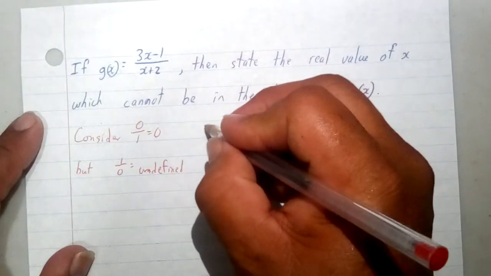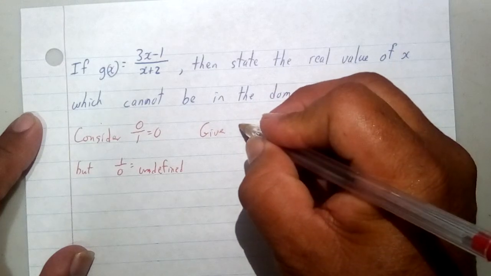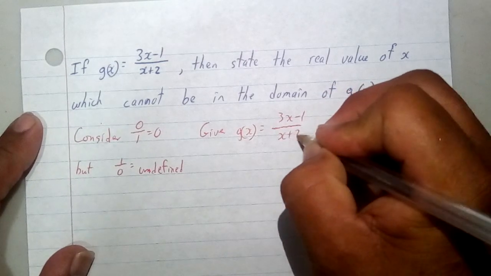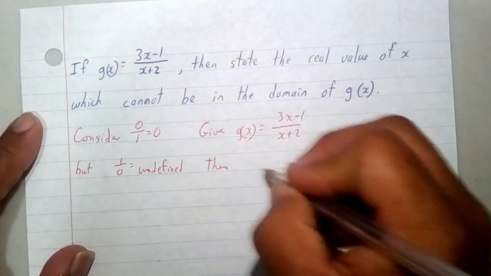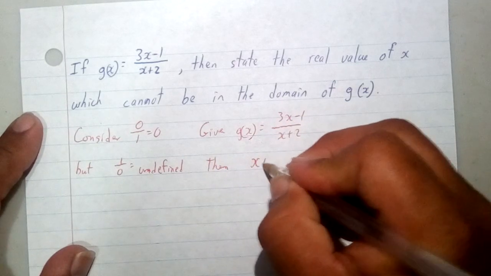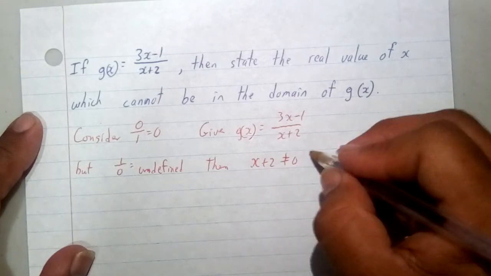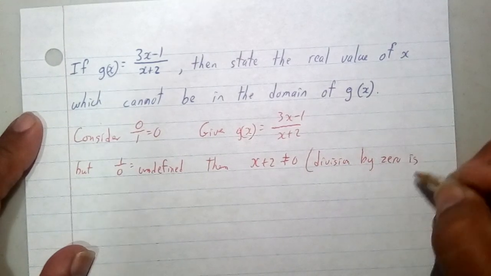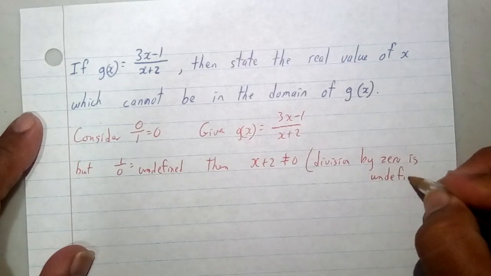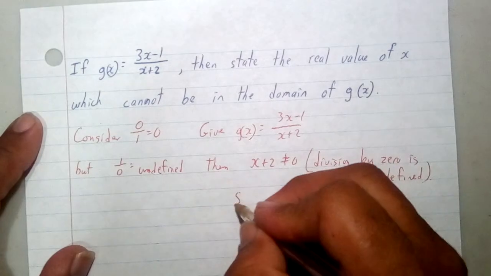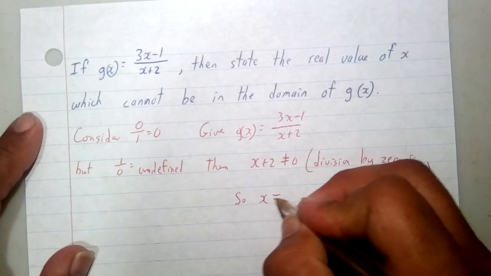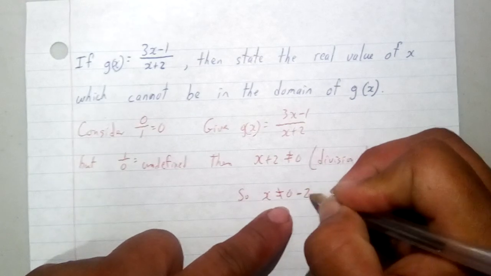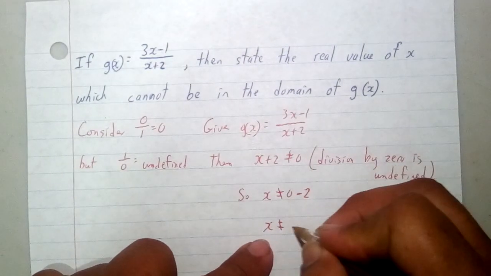So therefore, let's start. We can say now, given the function g(x) equals (3x minus 1) over (x plus 2), then you can say that the bottom value x plus 2 cannot be equal to 0. Why? Because division by 0 is undefined. Okay, so we rearrange, we end up with x is not equal to, because when we bring the positive 2 across it becomes negative 2, and so x is not equal to negative 2.